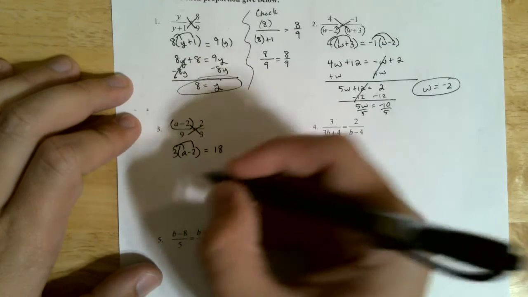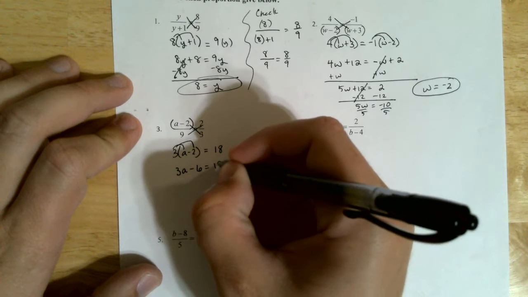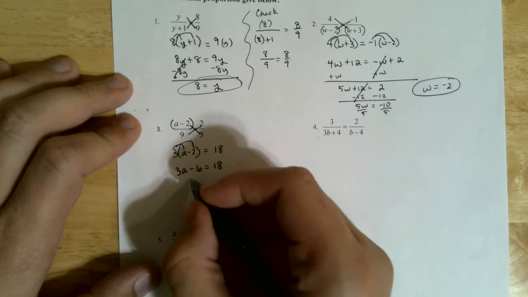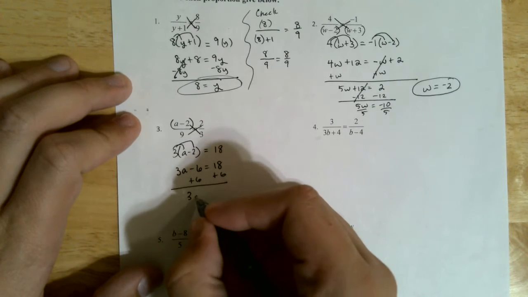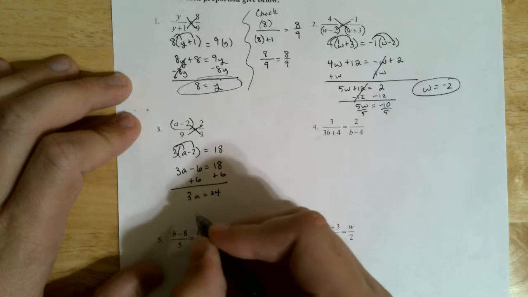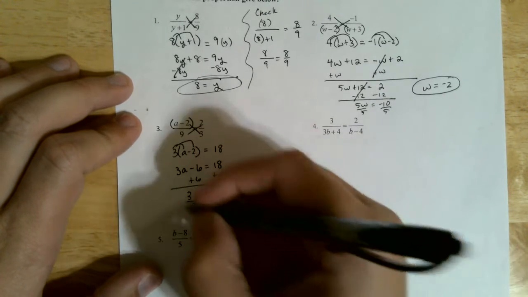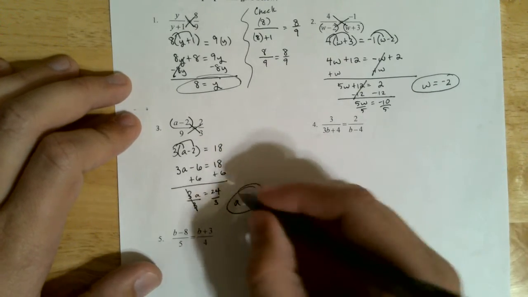Distribute the 3, get rid of the parentheses. 3a minus 6 equals 18. Okay? Get the minus 6 away from the 3a by adding 6. 3a equals 24. Get the a by itself by dividing by 3. A will equal 8.